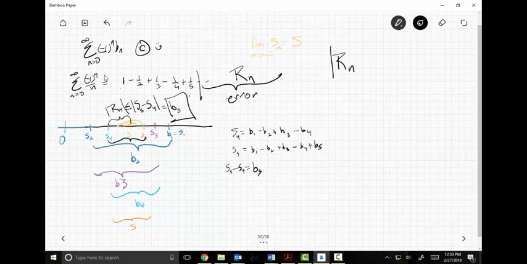So what I can say is the error bound for an alternating series is always going to be less than or equal to, well, what I just said. It's always going to be less than or equal to B sub n plus 1.